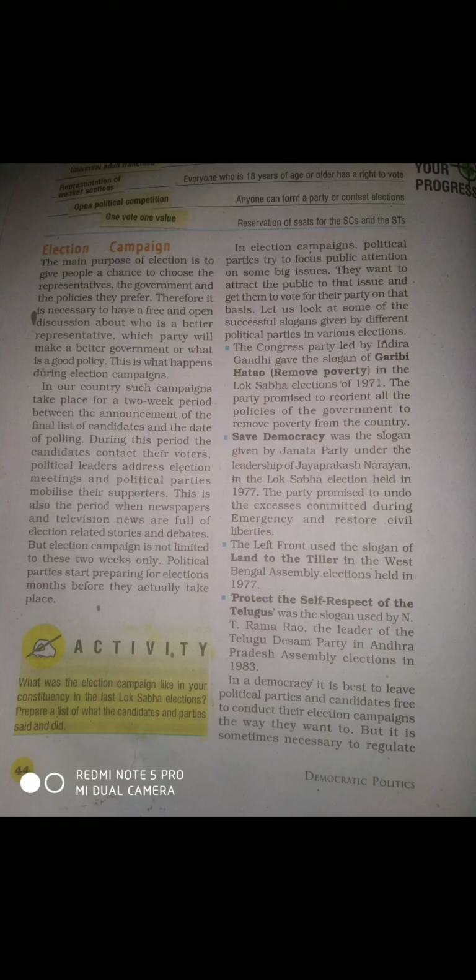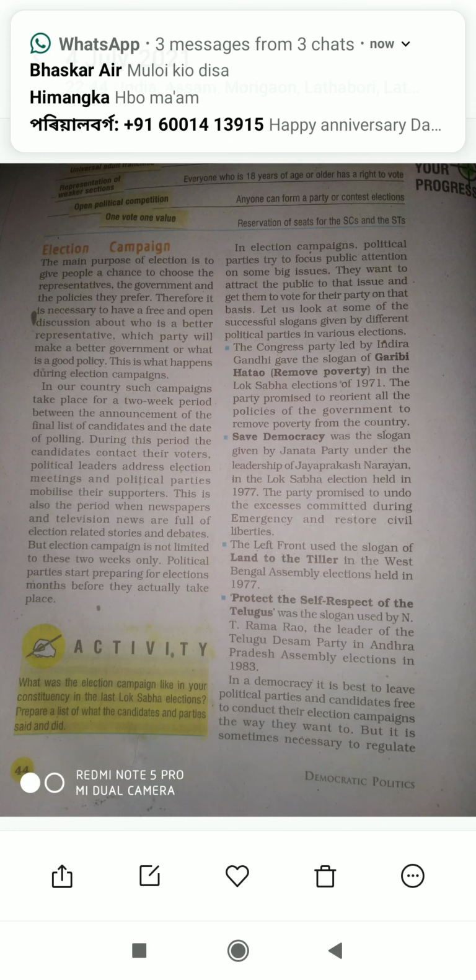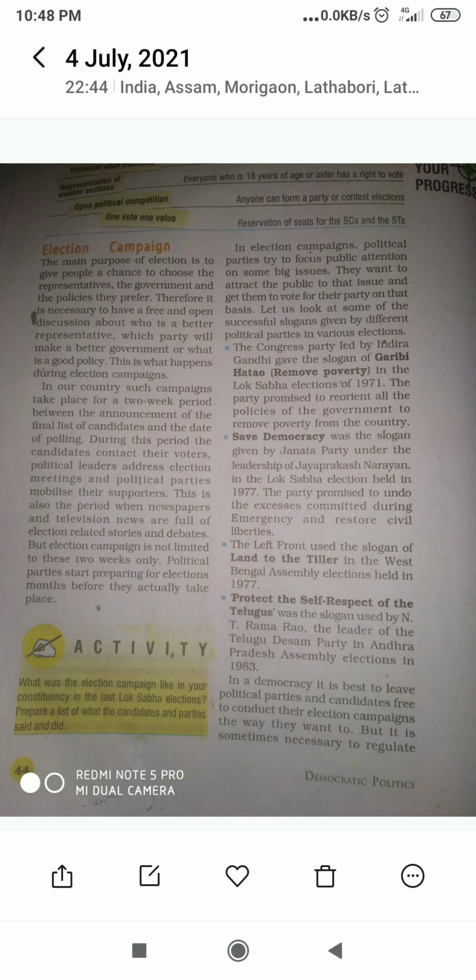Let's discuss election campaign today from chapter number 3, Electoral Politics. The main purpose of the election is to give the people a chance to choose the representatives, the government, and the policies they prefer. We know that in our country, a multi-party system is there. Many political parties contest in the election and put forward different policies, and the people are given the chance to choose any of the policies they prefer.